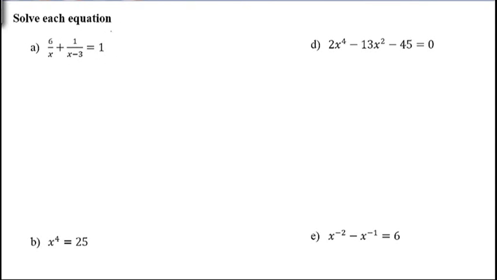The first step always in solving these rational equations is to multiply by the least common denominator. We have x in this denominator and x minus 3 in this denominator, so you just multiply those two together to get your least common denominator. So we're going to multiply each of these terms by the least common denominator.